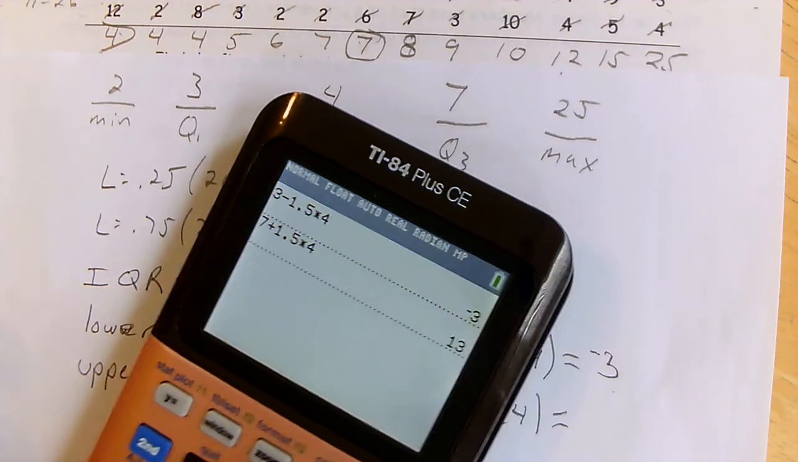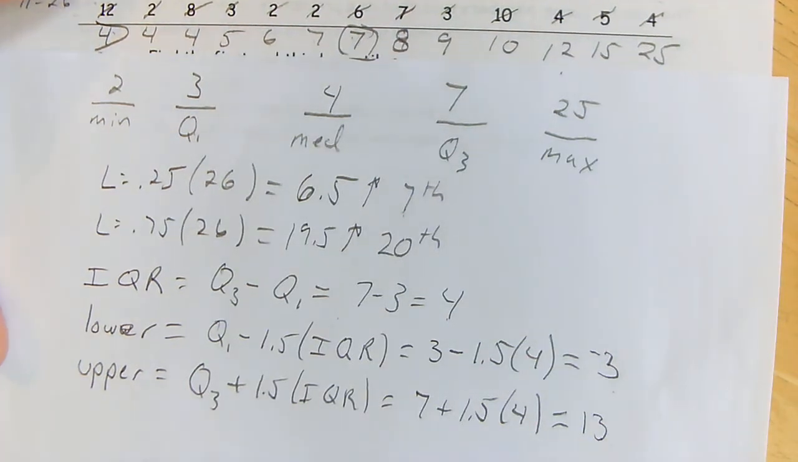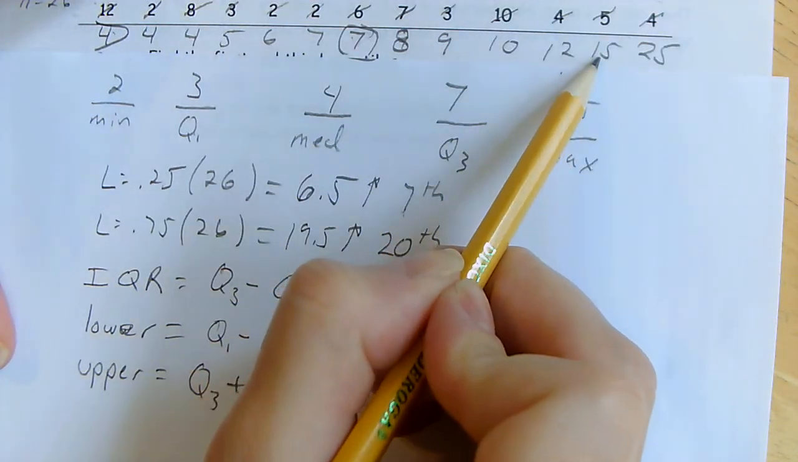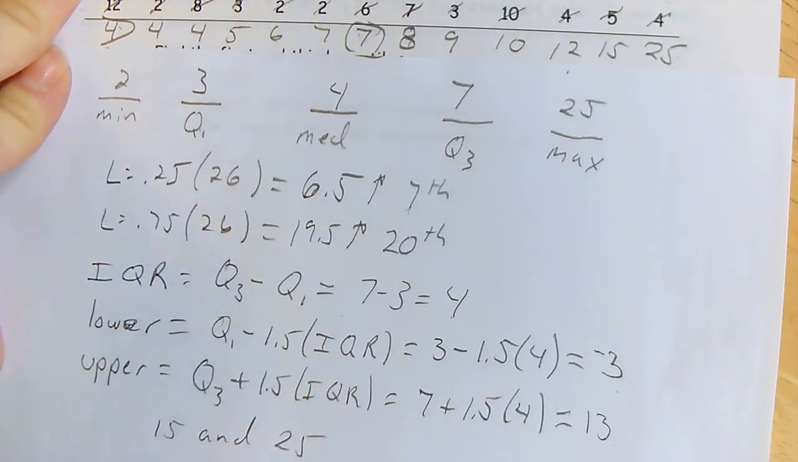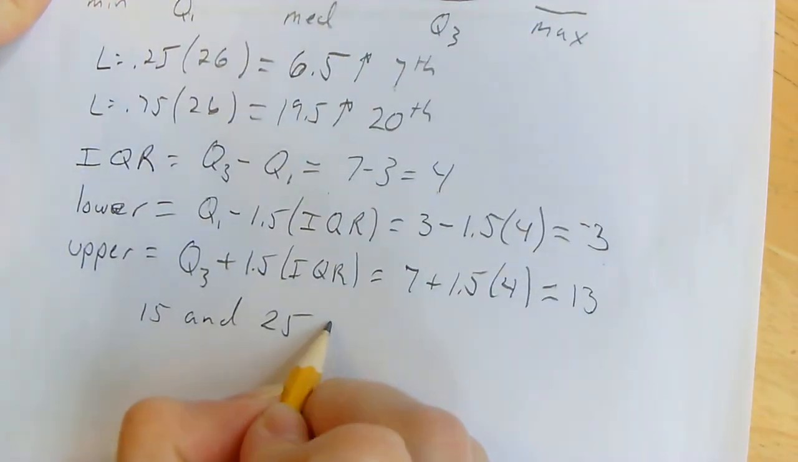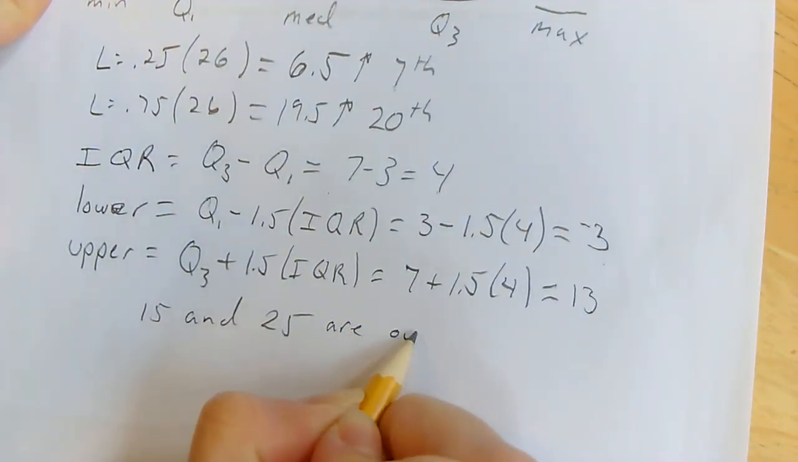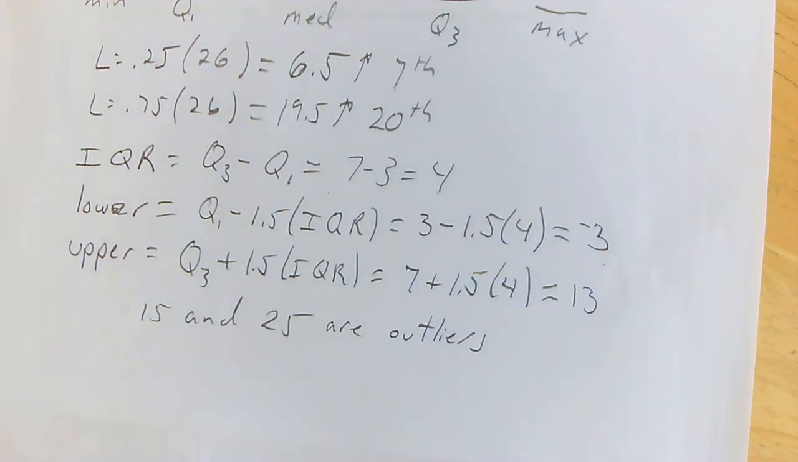And that's 13. Anything above 13 is an outlier. It does not belong in this data set. And I have 15 and 25. So 15 and 25 are greater than 13. Are both outliers.